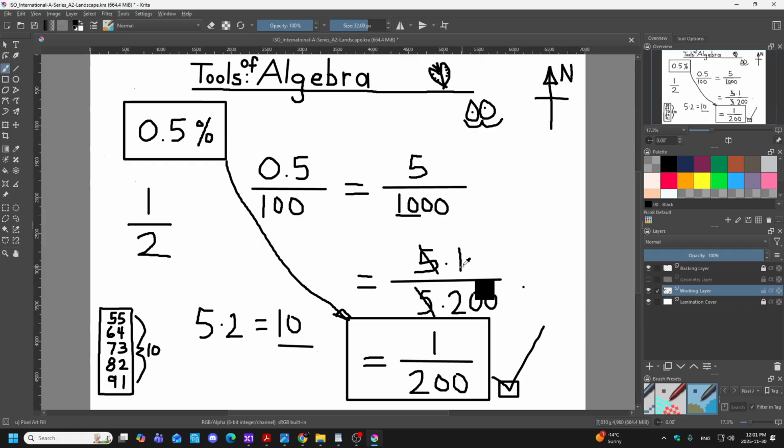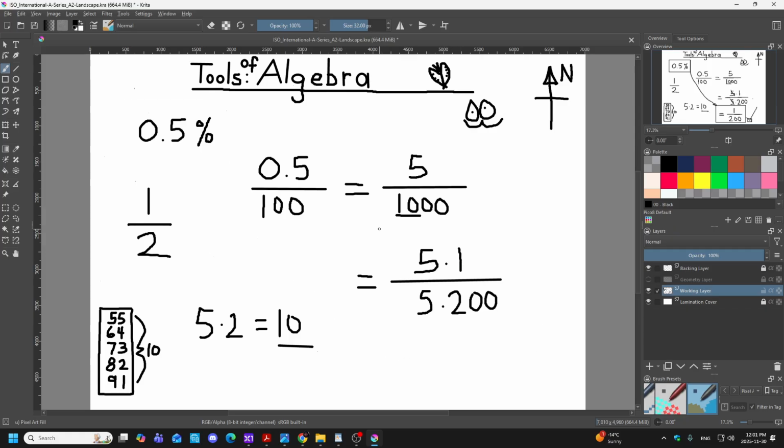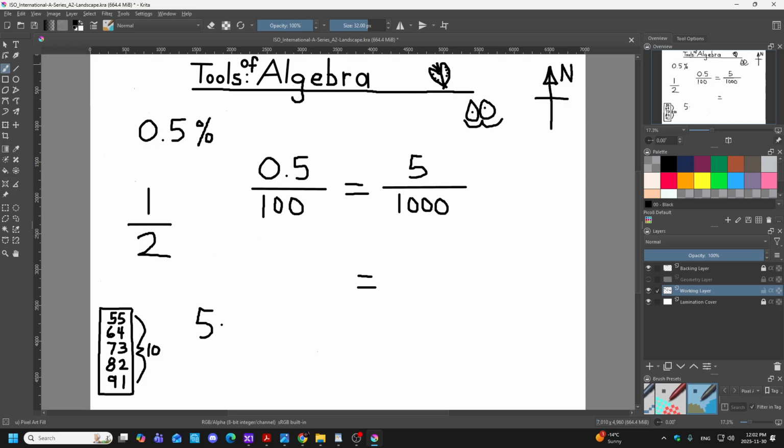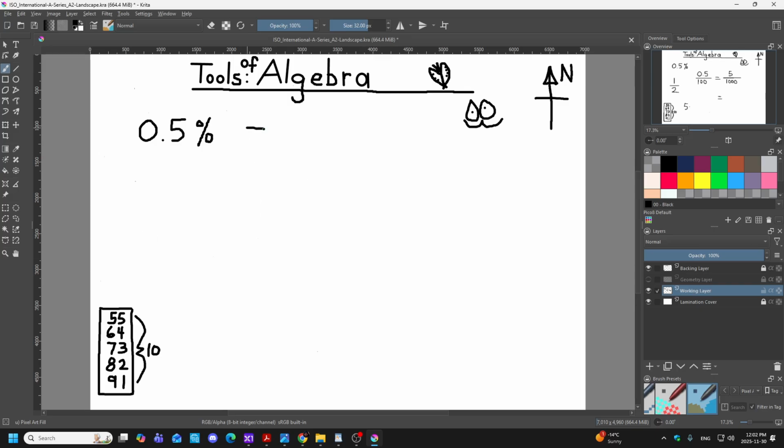We're going to get into another topic. What we've done is converting a percentage to a fraction, all right? Right? There we go.